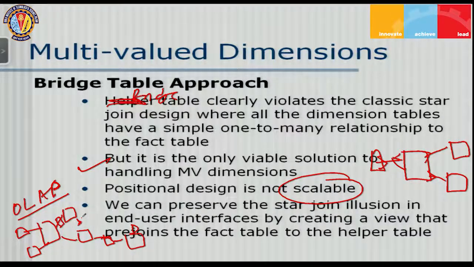So what is recommended is that any distortion that happens has to be hidden under a view definition. So what I can do is a join between these two tables and represent them by a single table. So that is what is typically done.